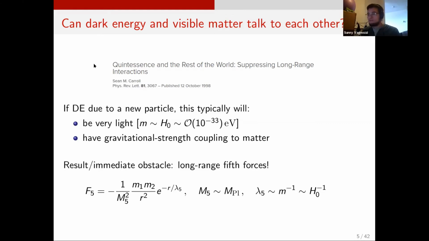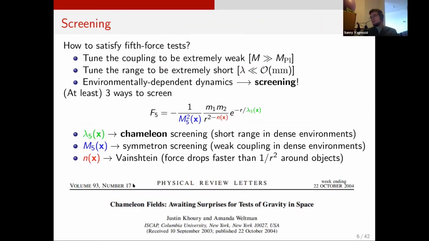Now, as was first realized in 1998 by Sean Carroll, this leads to an immediate obstacle, which is long-range fifth forces. So you get fifth forces mediated by dark energy, which are operating on very long ranges. And this is a problem because, of course, we know that at least on local scales, Einstein's gravity works really well, and we have not seen any sign of fifth forces. So we need to hide any fifth force due to dark energy. How do you do this?